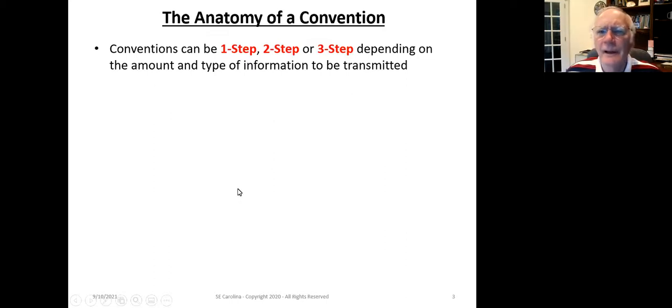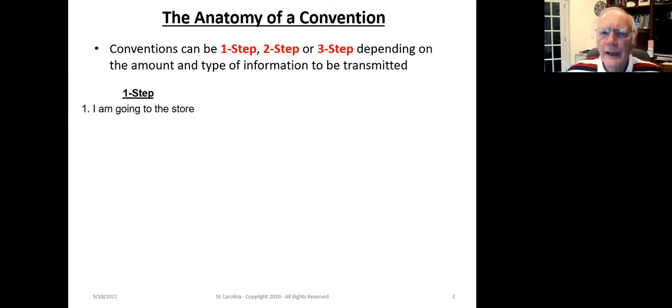Let's discuss a little bit what the anatomy of a bridge convention is. This isn't supposed to be all-inclusive, but to give you the general structure of an alert so that you can use that knowledge in better understanding the conventions that you're going to want to learn and use when playing bridge. First of all, an alert can be a one, two, or three-step mechanism, and the structure is dependent on the amount and type of information you want to transmit to your partner.